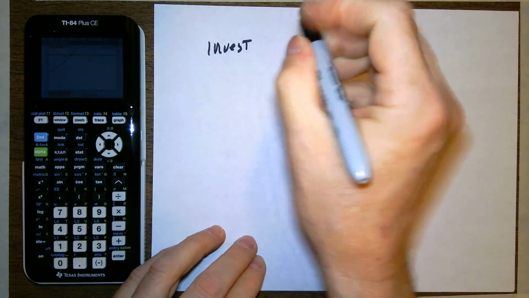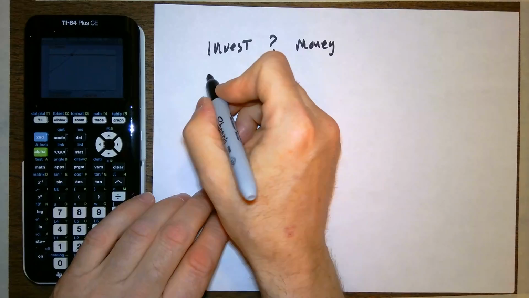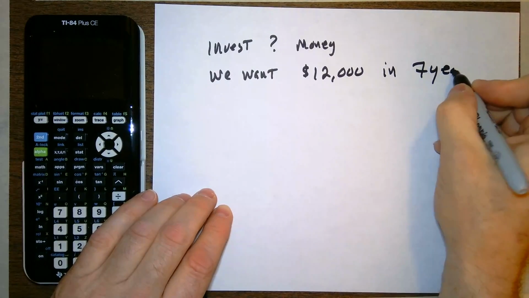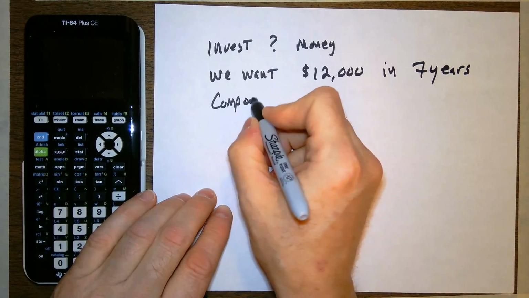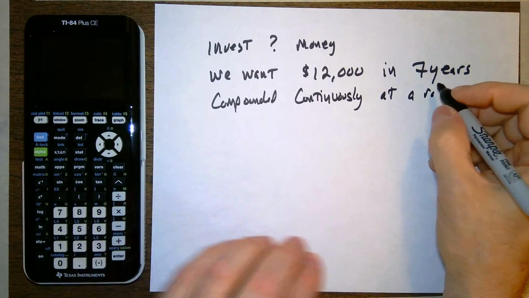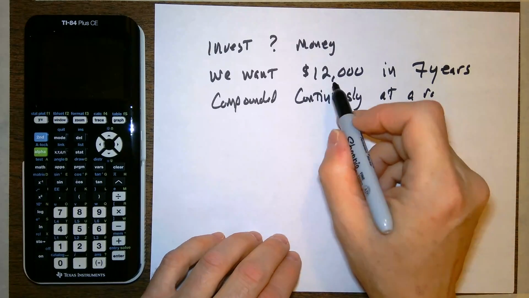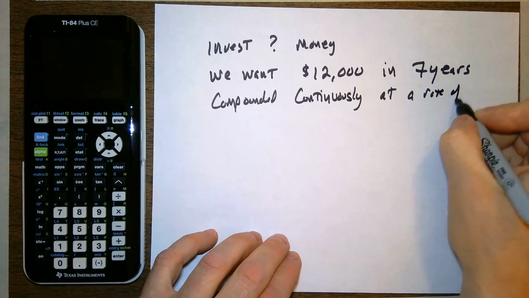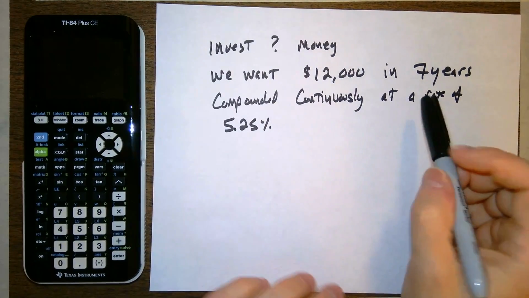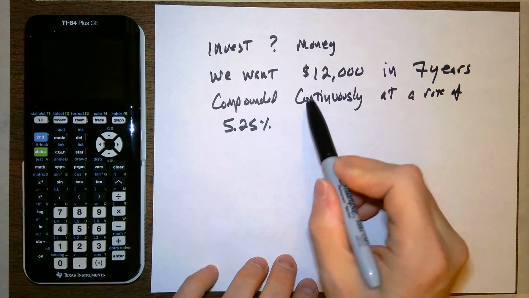So we're going to invest an unknown amount of money. That's going to be in the question. How much do we have to invest? Now, we want $12,000 in 7 years, where the interest is going to be compounded continuously at a rate of 5.25%. So how much money do I need to invest? If I've got an account and I want it to be worth $12,000 in 7 years, and it's going to be compounding continuously at a rate of 5.25%, how much money do I need to invest in this account?